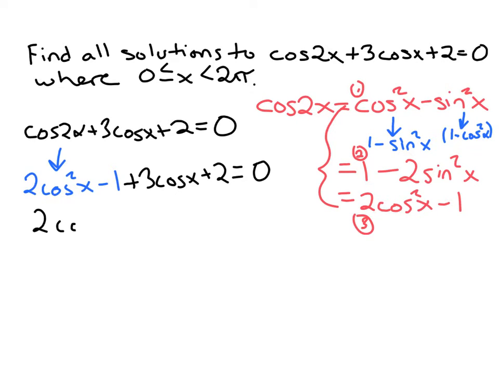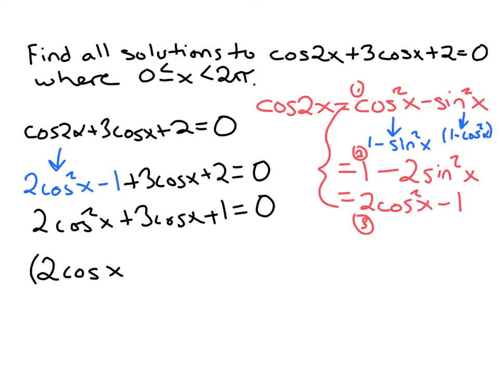Okay, and then combine like terms. So 2 cosine squared x plus 3 cosine x. And then we've got negative 1 plus 2. So that'll give us positive 1. And then factor. So rather than do the whole u equals cosine of x thing, I'm going to try to just factor it as is.